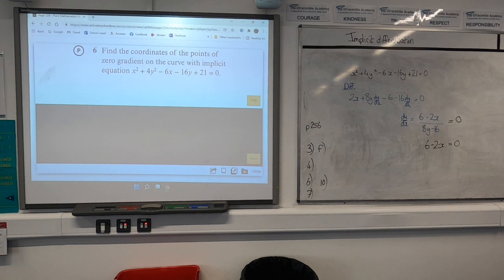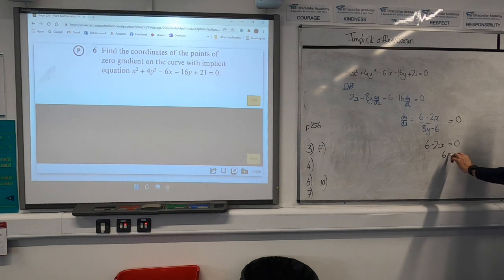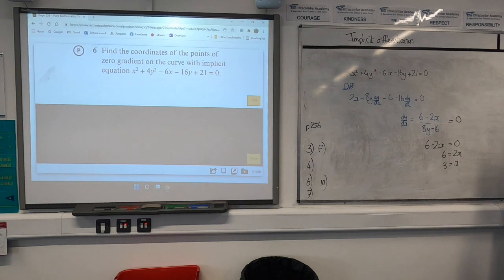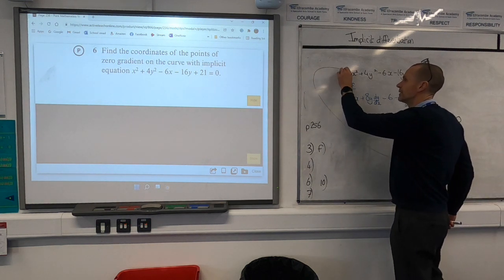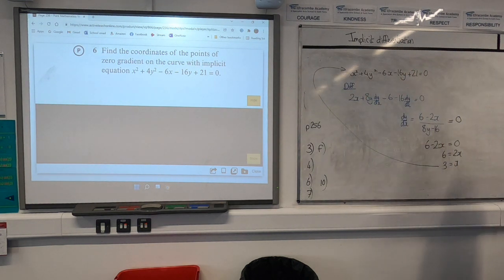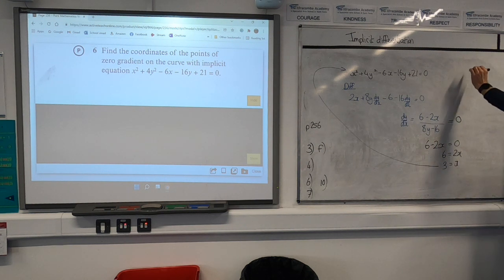A turning point is when dy by dx equals 0. So we don't know y is 0. We know x is 3. So what we then need to do to work out y is say, right, let's go right back to the original function and make x equal to 3. That gives you a quadratic in y, and solving that gives you your y values, and there are 2. I'll tell you now.